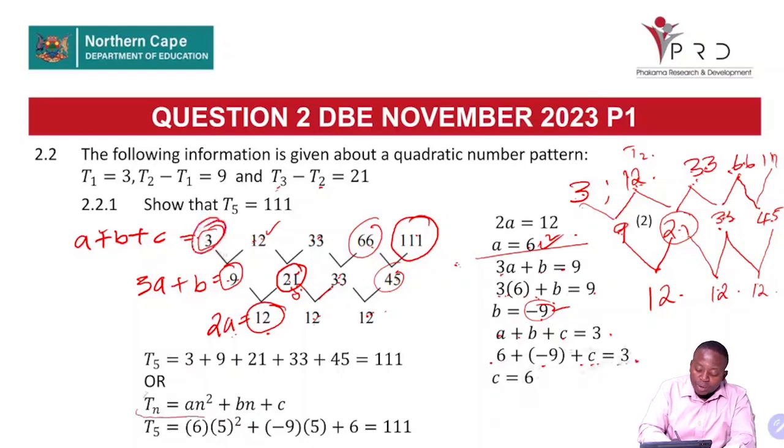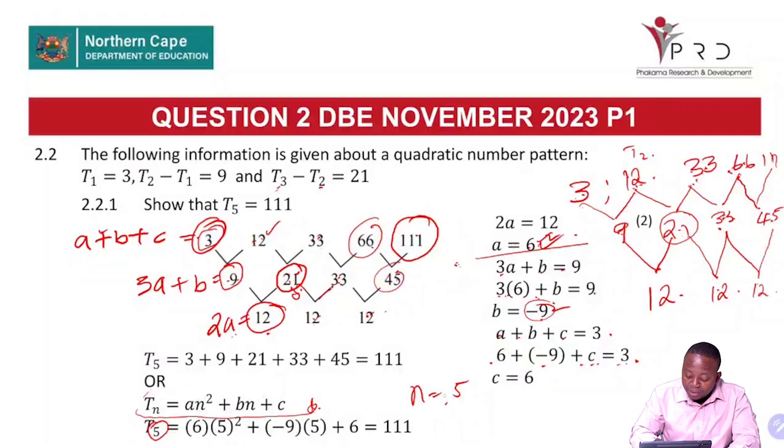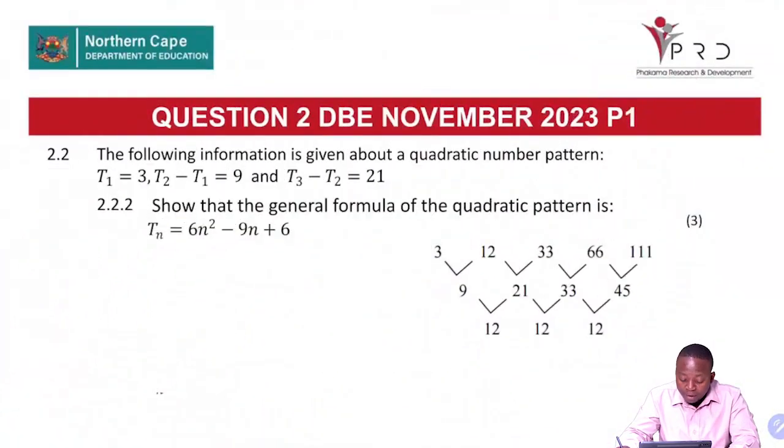We substitute that into our general formula. Then what we now have, so we're saying it's T5. So n is 5 because we're looking for 5. T5. Now in the space of a, we substitute 6. In the space of n, it's now 5 squared plus, into negative, what is b? Our b in this case is negative 9. And we have n is 5. So plus 6, then we get 111. So we can find a general formula first, and we can now use that to find our T5.